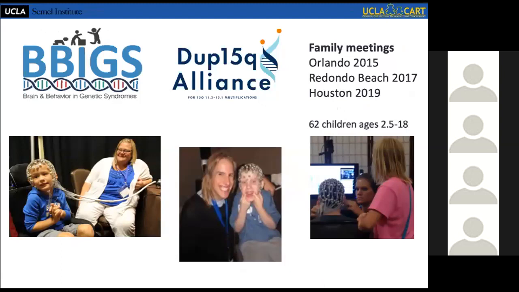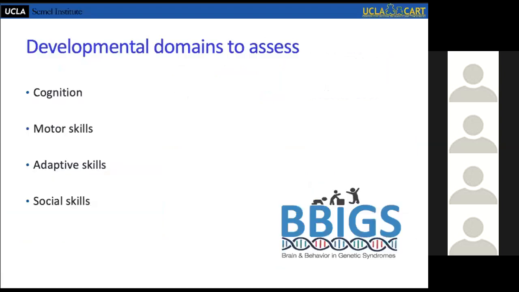And so what we did was we tested kids at UCLA, but we also went to family meetings that the patient advocacy group had organized. And this is, again, one of the power of these PAGs, is that they have family meetings. And so all the kids come there. What better place to go and engage families with research? So we did this at three different settings, and we tested both kids and adults, but I'm going to show you the data on the kids, which was recently published. And we looked at cognition, motor skills, adaptive skills, as well as social skills.